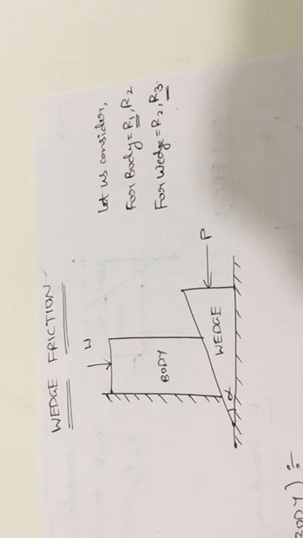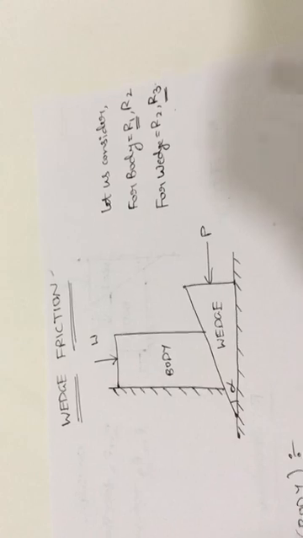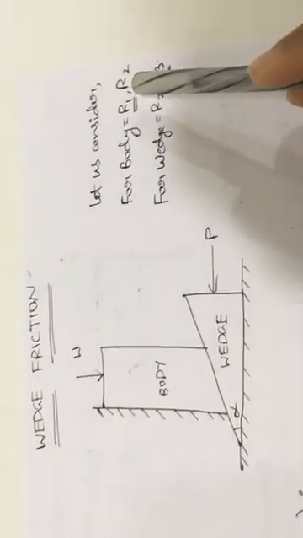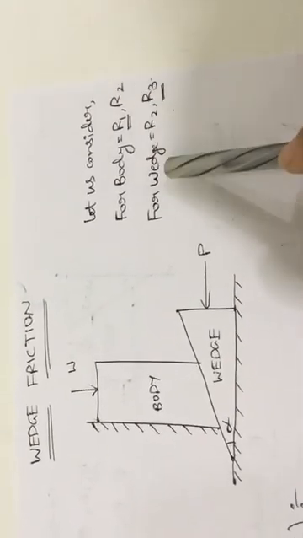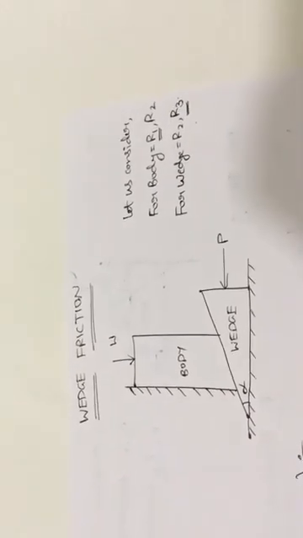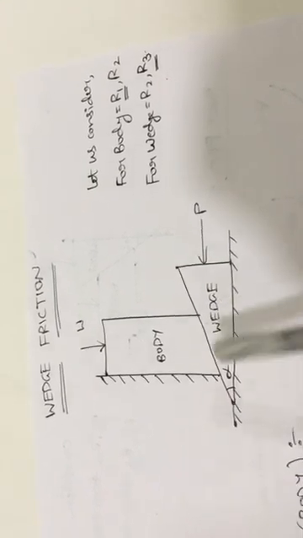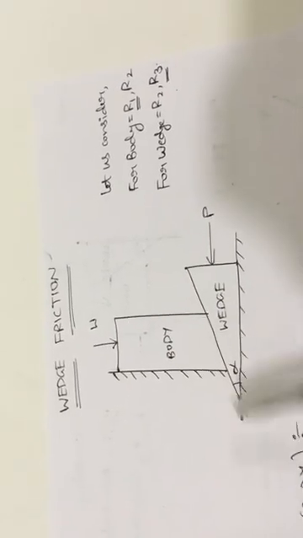The R2 magnitude will be the same, as both act in opposite directions with the same magnitudes and the same impact. So it is considered as R2 for the body and again R2 for the wedge. Here you need to calculate the R1, R2, R3 magnitude values. Here W is the weight of this body, acting in the downward direction, and P is the external force acting on this wedge. Alpha is the angle of inclination of this wedge, which is triangular in shape.